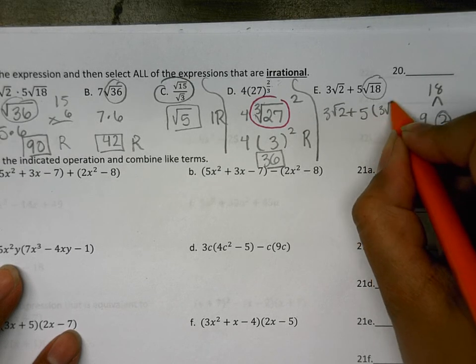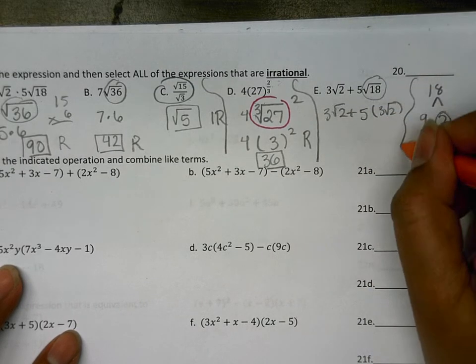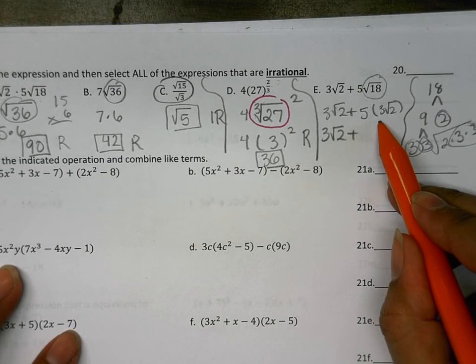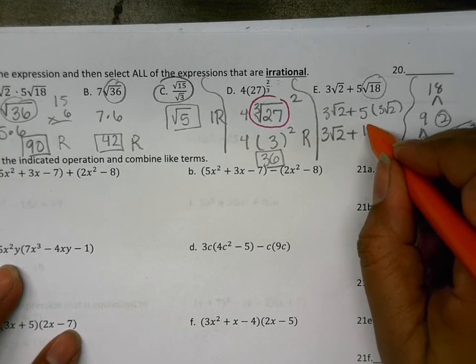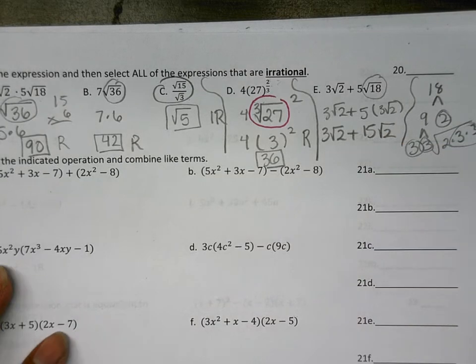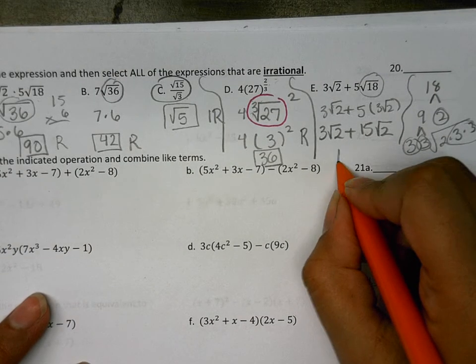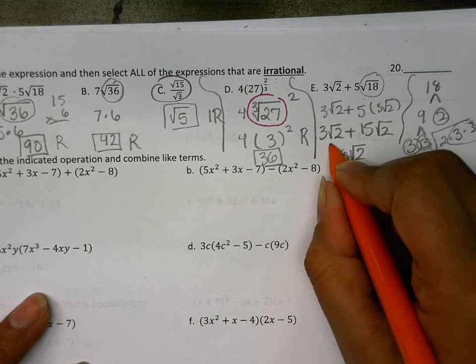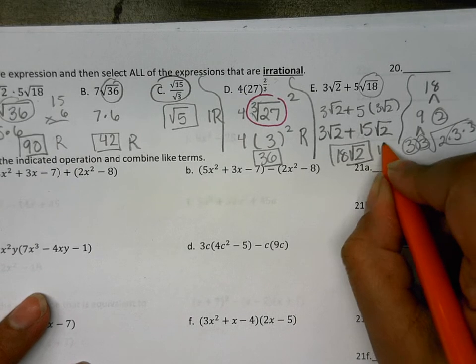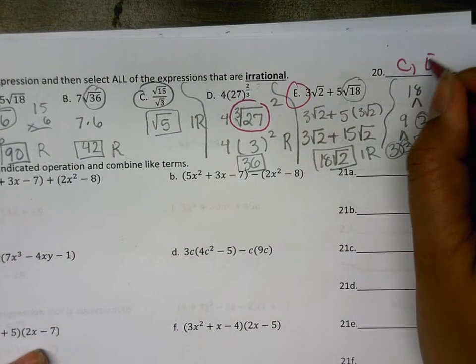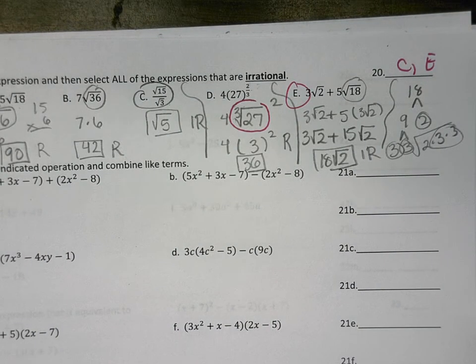That's getting really messy. I have 3 root 2 plus, what's 5 times 3? Plus 15 root 2. When I add like terms, does the radical undo each other? No. What's 3 root 2 plus 15 root 2? 18 root 2. Rational or irrational? Irrational. So C and E. Questions? We're good?